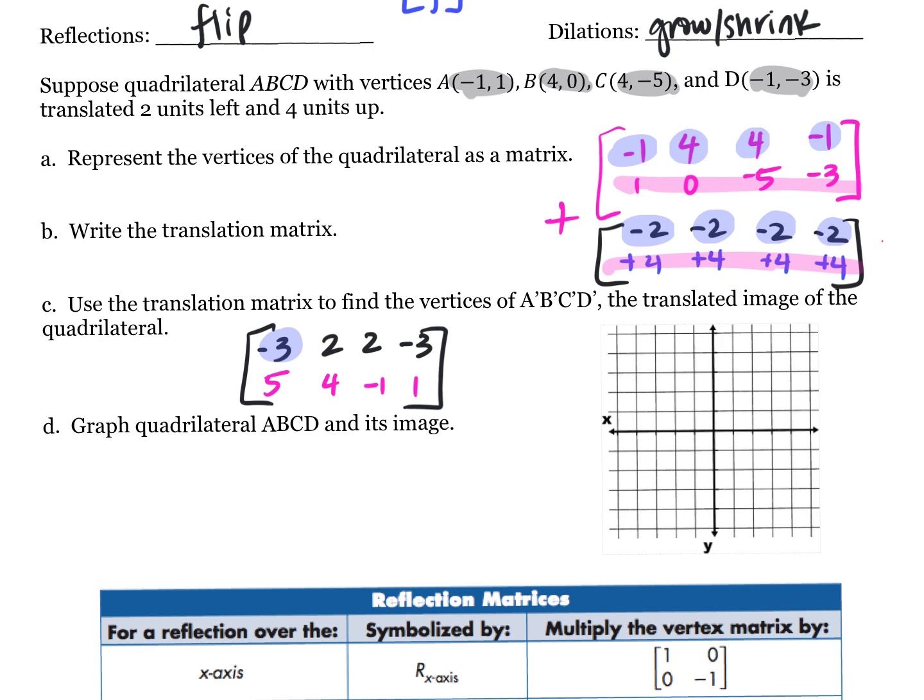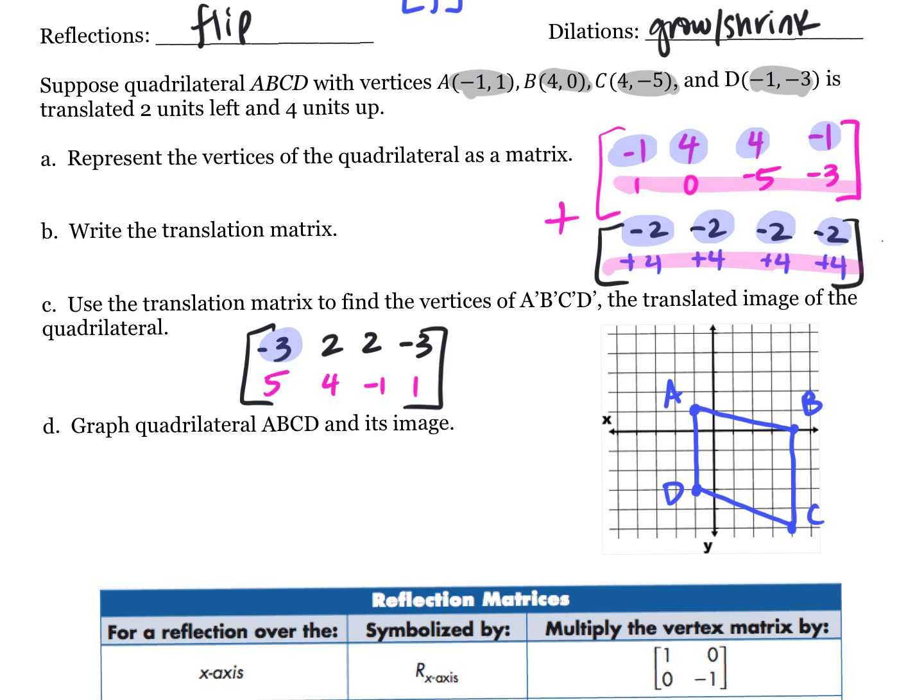You guys, it's saying graph the original one and the translated one. So if I had to graph the original one, -1, 1, I would put an A with that. 4, nothing, put a B with that. 4, -5. C. -1, -3, D. I'm going to go connect. That's my original. What shape is that? Like a parallelogram. That's exactly what it is, because I only have 1 set of parallel sides. Nice job.